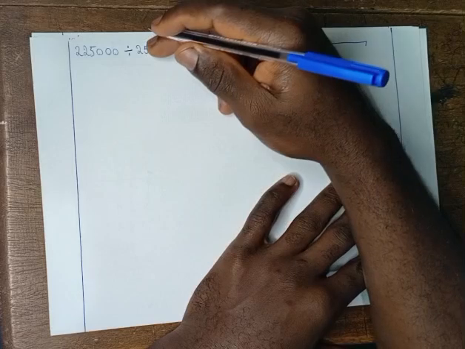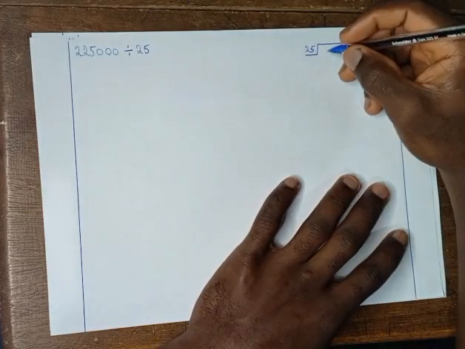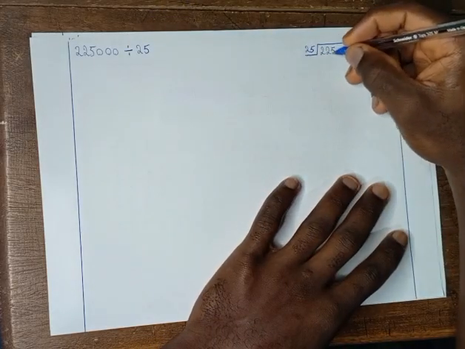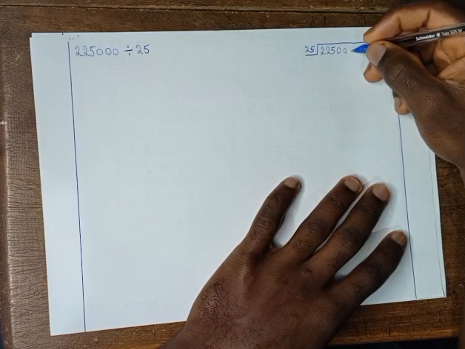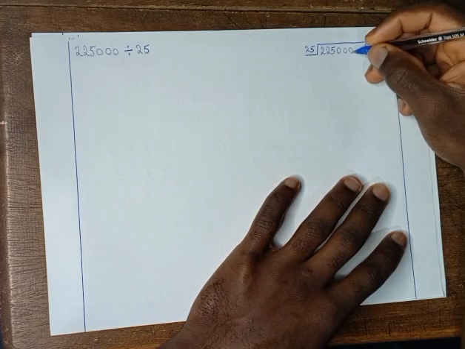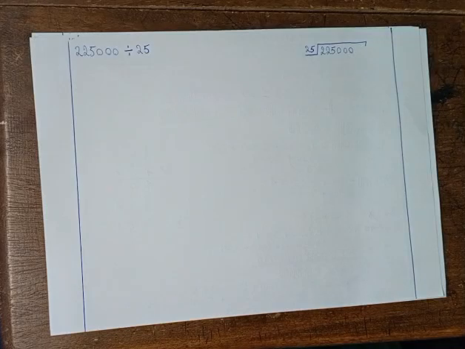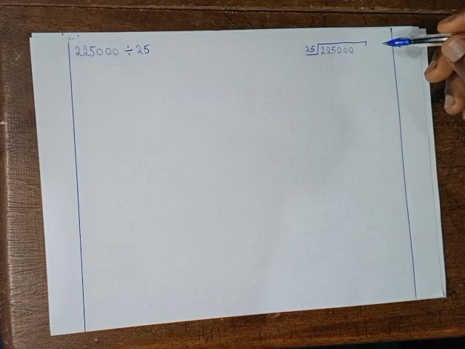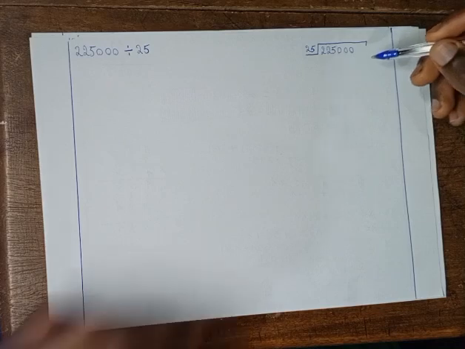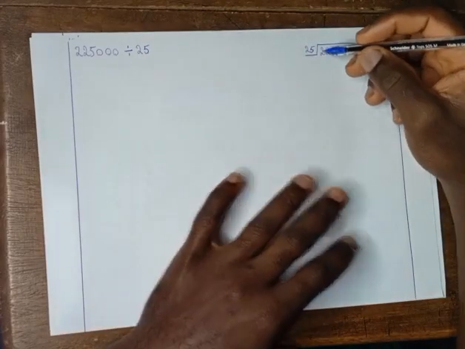We call this 25 the divisor. Then we are going to send 225,000 inside, or 225,000 the dividend. We are going to see this method of long division in detail when we treat operations on a set of natural numbers. So now we need to perform the division.